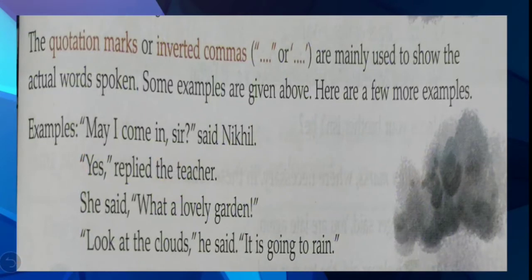Look at the quotation marks or inverted commas. They are mainly used to show the actual words spoken. This is known as double inverted commas and this is known as single inverted commas. Some examples are given above. Here are a few more examples. If you want to show the exact words a person spoke, for those words we have to use these quotation marks.